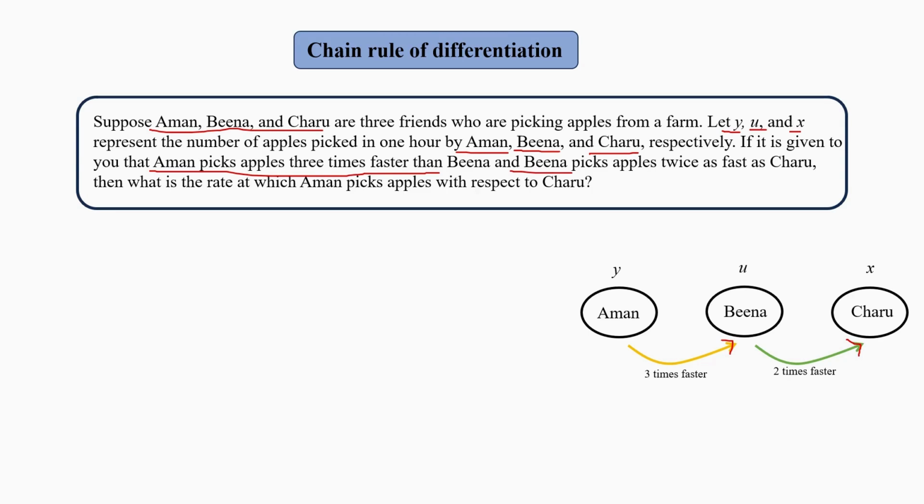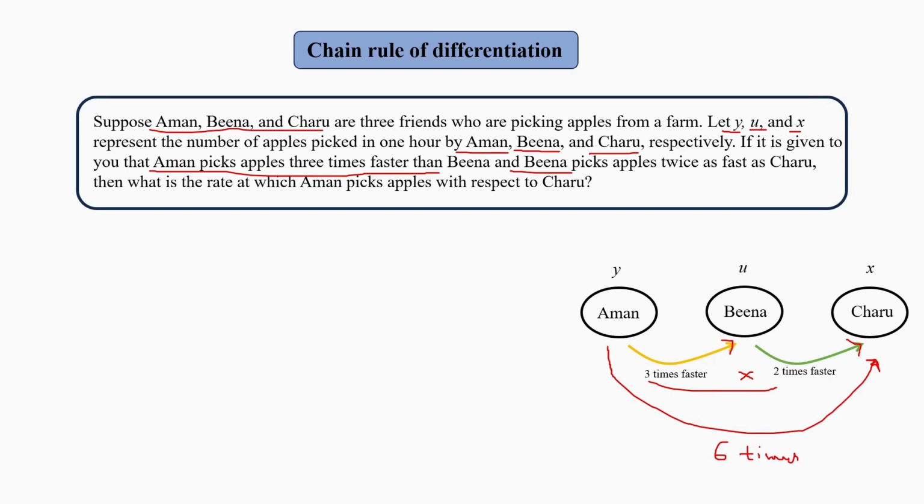So can you tell me at what rate does Aman pick the apple with respect to Charu? I hope most of the children can answer this question. They can say this is just 6 times. और आपने किया क्या होगा? आपने just इन दोनों numbers को multiply कर दिया. 3 times into 2 times become 6 times, right? And this is actually very simple, and this is actually the intuition of chain rule.